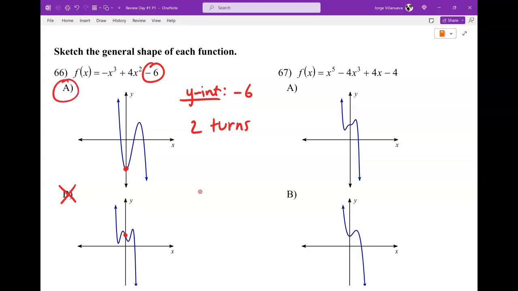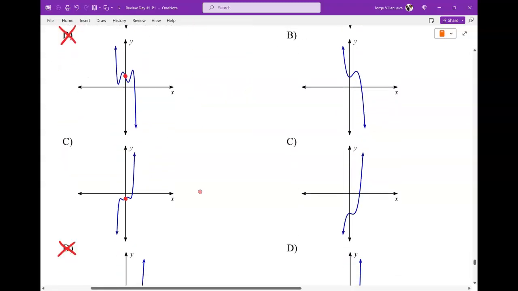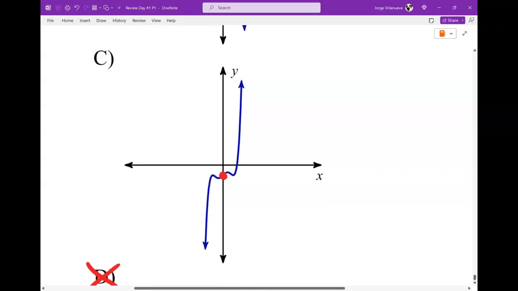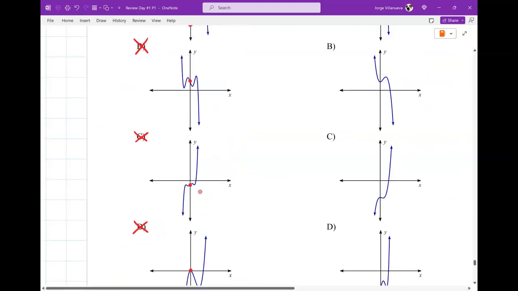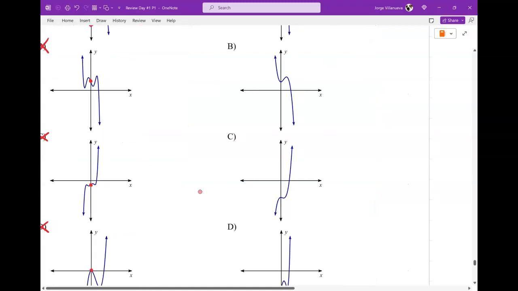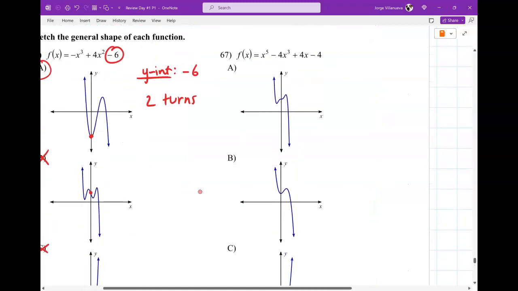Let's just make sure C is wrong. So if we look at C, it starts going up, and then it goes down. That's 1 turn. Then up. That's 2 turns. Then down. That's 3 turns. Then up. That's 4 turns. That's too many turns. It can't be C. Okay? These problems, like I said, they're not meant to be difficult. They look like they're going to be difficult, but if you know what you're looking for, they're not that hard.